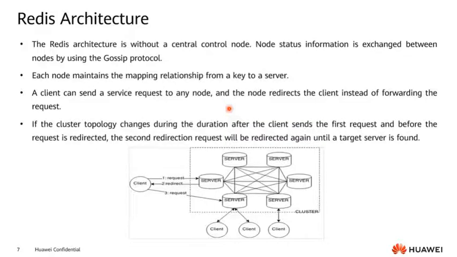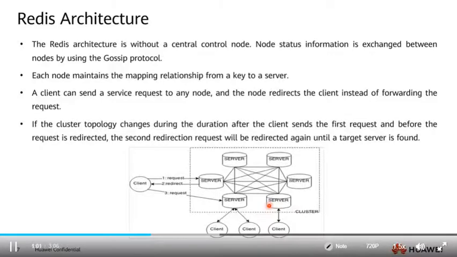Status information is exchanged between nodes using the gossip protocol, and each node maintains the mapping relationship between key and server. A client can send the request to any node, and the node redirects the client instead of forwarding the request to another server. If the cluster topology changes during the duration after the client sends the first request, and before the request is redirected, the second redirection request will be redirected again until a target server is found.